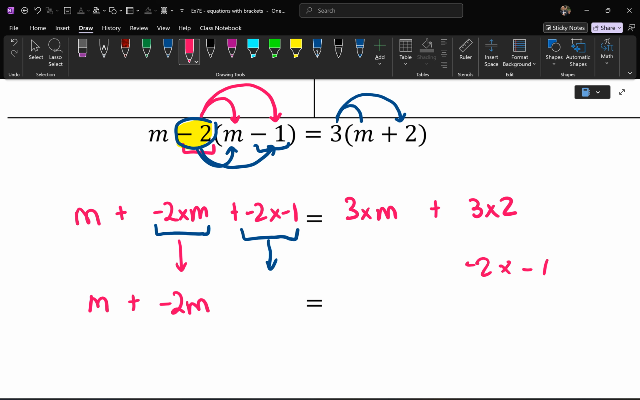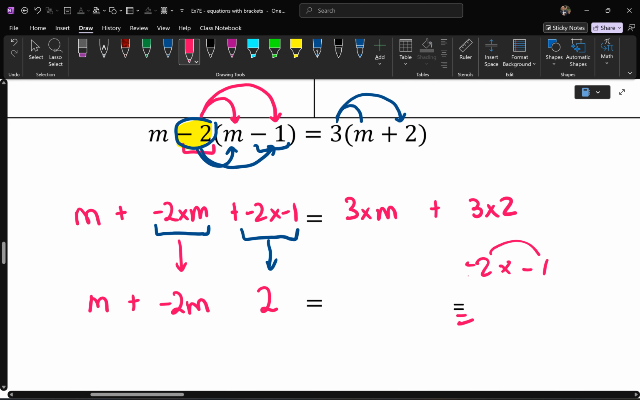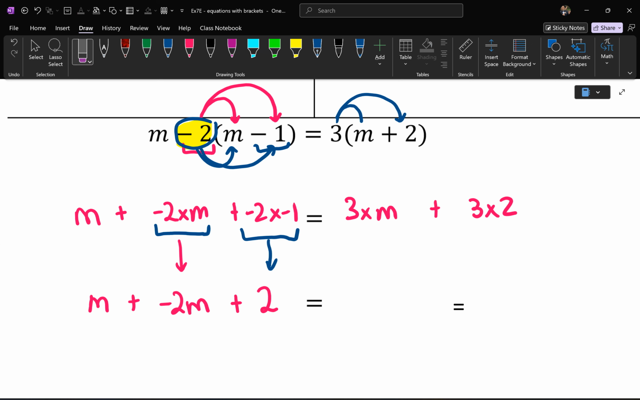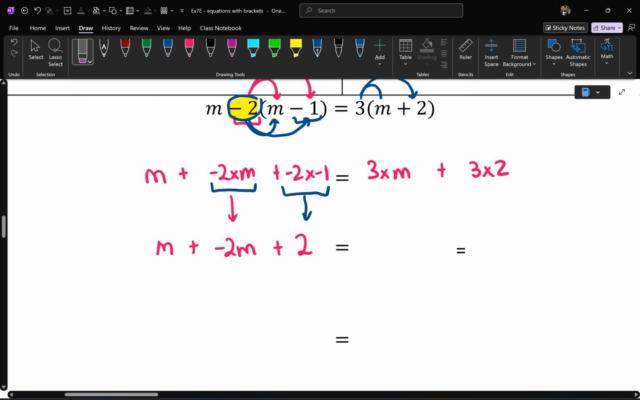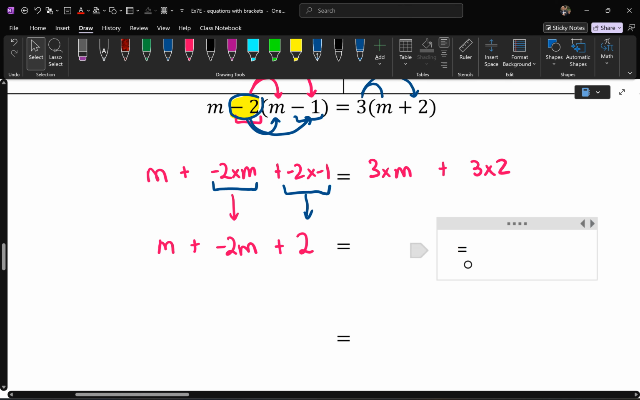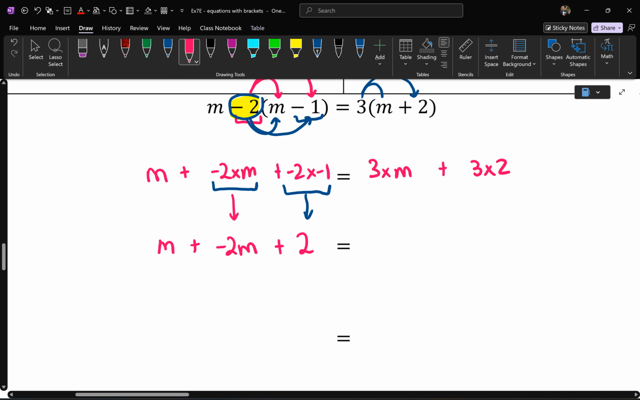Negative 2 times negative 1. Do the 2 times 1 and then work out the signs afterwards. 2. 2 times 1 is 2. Double negatives is positive. Okay, so that might mean you need to revise negative numbers, integers, making sure you know how to times. If you're unsure of negative numbers, check with the calculator.